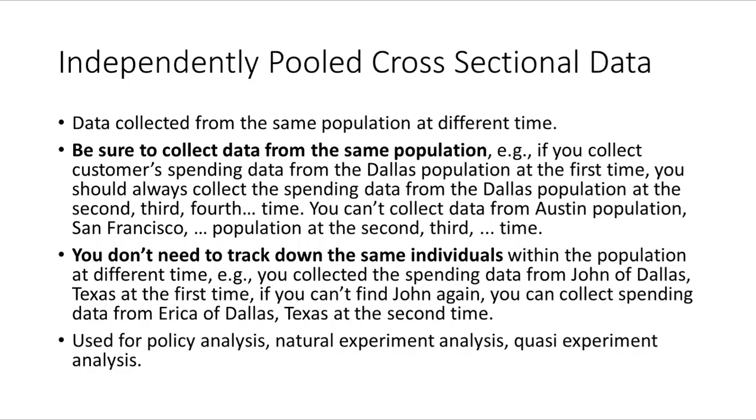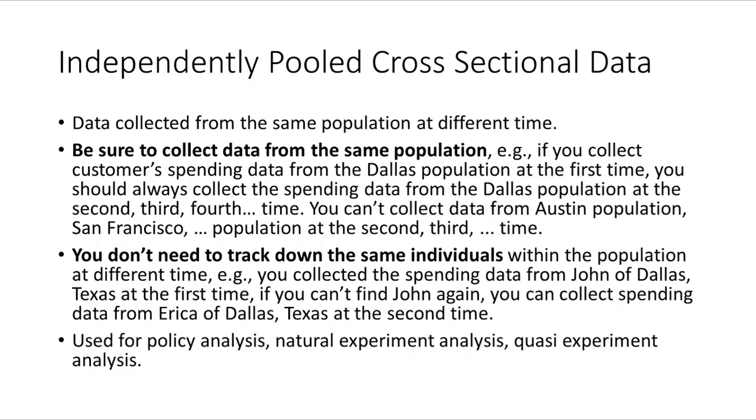The second point is, even though you are required to collect data from the same population, you don't have to collect data from the same individuals in the population. What this means is, let's say you collect the spending data from John of Dallas, Texas at the first time. Then you want to collect the second data set, but you cannot find John of Dallas, Texas anymore. Then you can invite Erica from Dallas, Texas to give you her spending data. Then in the second data set, you will have Erica's spending data.